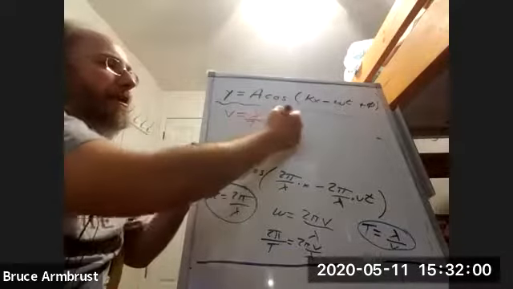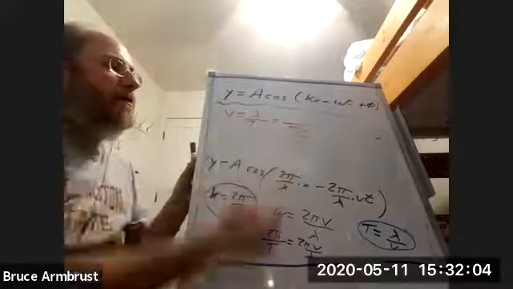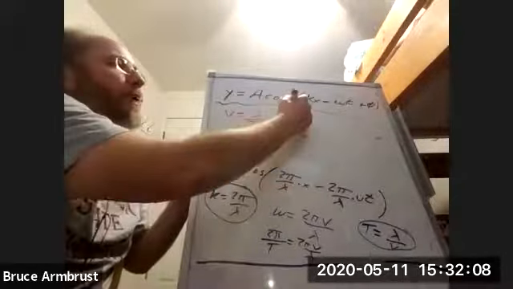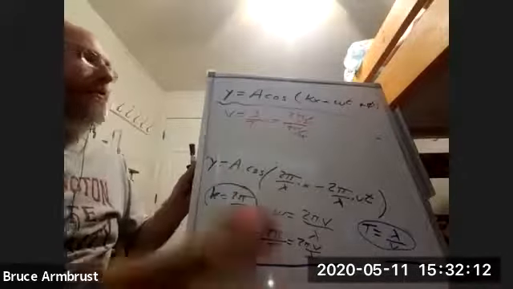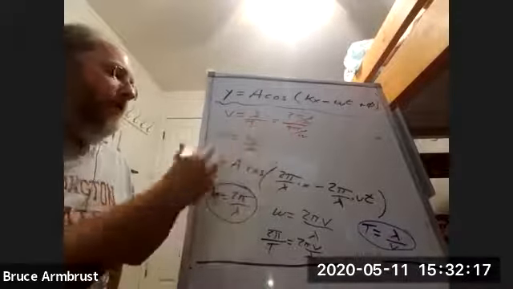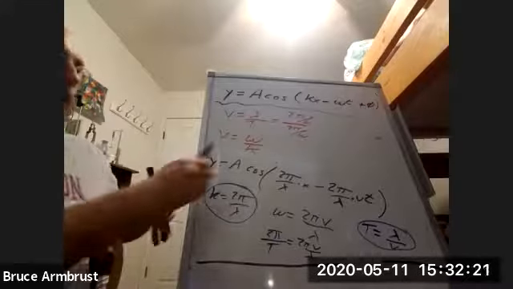Okay, well, T, that was 2 pi over omega. Lambda is equal to 2 pi over k. And so if we invert and multiply, we have this relationship between v, omega, and k.